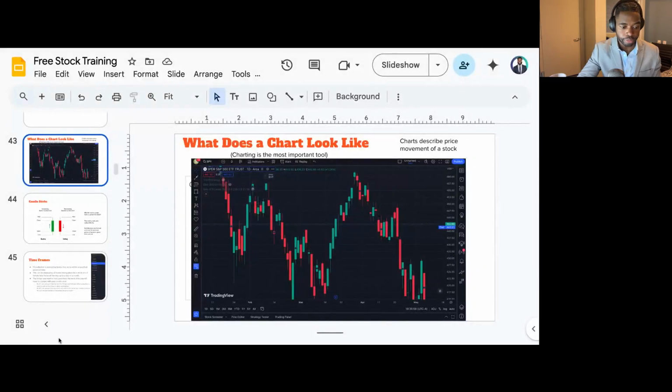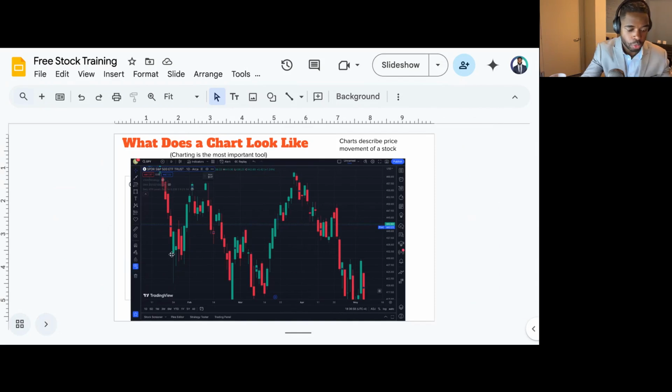Today I wanted to talk strictly about price action, how to read candlestick charts, and how I'm reading the patterns. And how do you know what's going to happen next? We need to be able to read these Japanese candlesticks, understand what they're telling us, and understand how to move forward. So let's share the screen here real quickly. What does a chart look like?